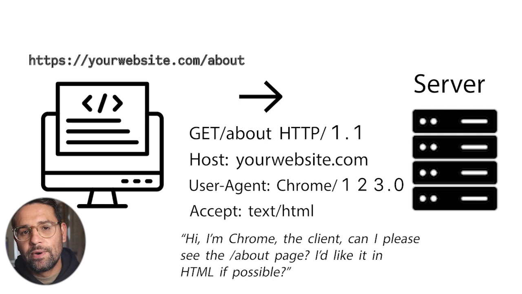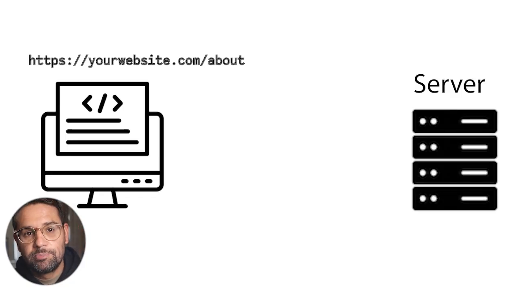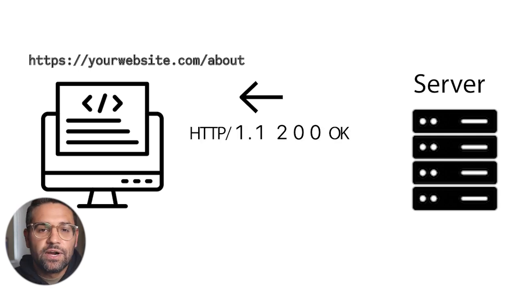It's like this formal request that says, hi, I'm Chrome, the client. Can I please have the about page? And I'd also like it in HTML if possible. And the server then replies with an HTTP response that might look like this. So the 200 here is a status code, one of many codes an HTTP server can respond with. And it's basically saying, I got your request, everything made sense, and here is the thing that you asked for. Here's the HTML that you asked for.